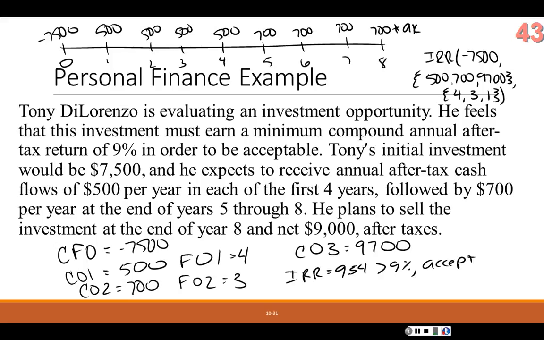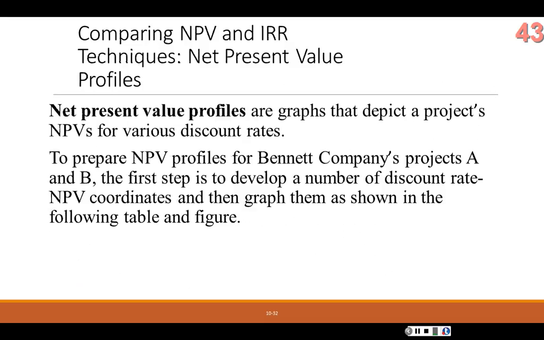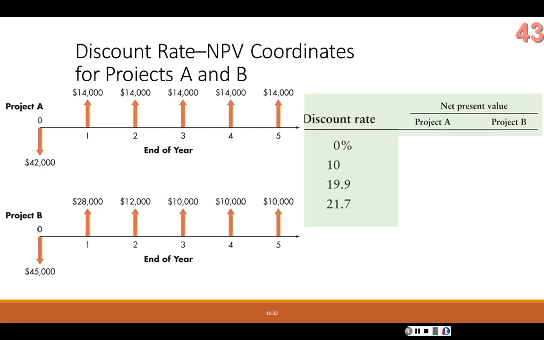9.54% is the interest rate that would cause the net present value to be equal to 0. Net present value profiles are graphs that depict the project's net present value for various discount rates. We can create these net present values for our chosen projects. So discount rates can be arbitrarily chosen. If you do them in Excel, you can start at 0% and work up by 0.5% all the way to 30%.